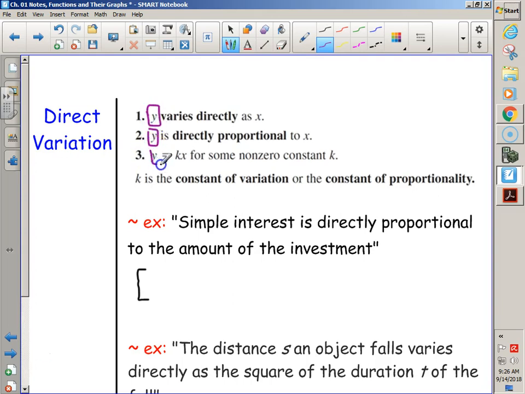And we talked earlier this year about how you won't always be dealing with y. So for example, in this first example, what comes before the is directly proportional to? Simple interest. So simple interest would be the independent? No, the dependent. Y is dependent. The dependent variable. Could we call it y? I suppose we could. But do you think the book's going to be calling all of these y's? The answer is no. So what's another variable that we can use for simple interest besides y? X? I don't know if you want to use x or y. P?